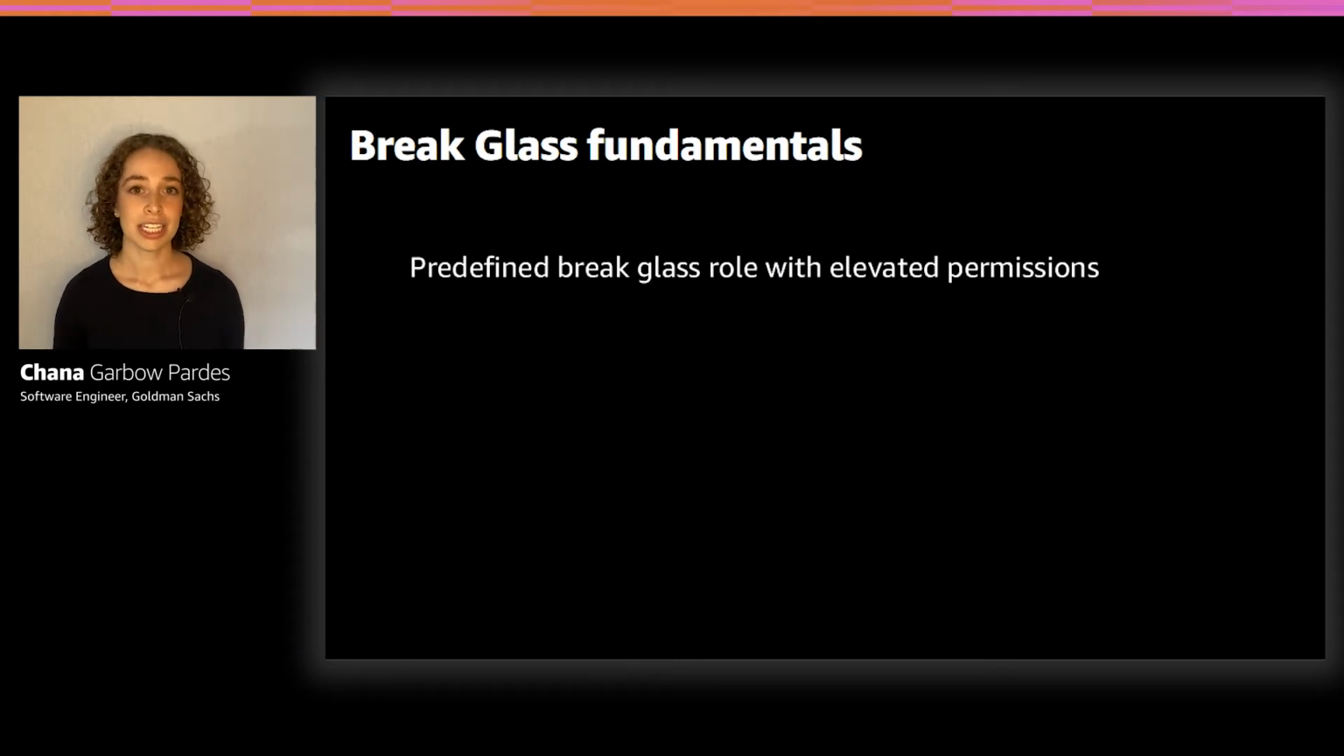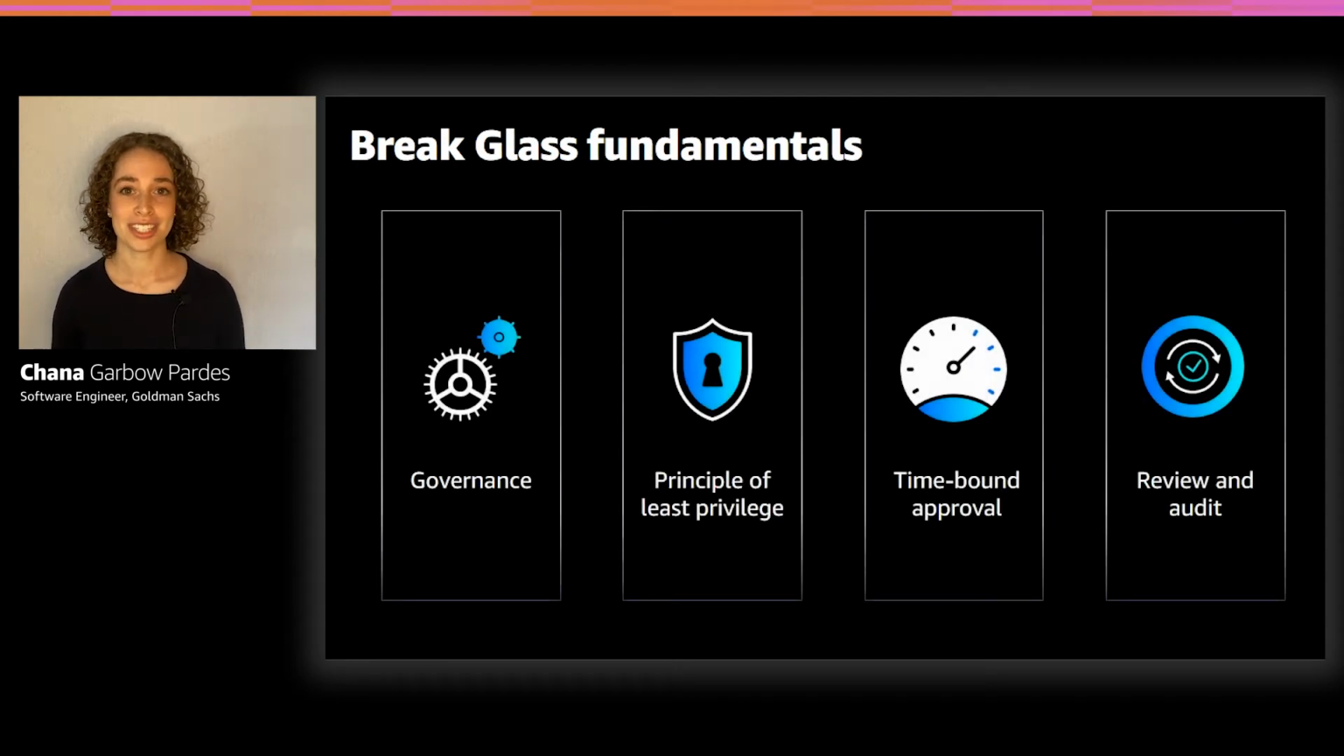So it's times like these where we need to be able to access credentials with elevated permissions. But because these credentials have a lot more permissions than the operator role and definitely the read-only role, we need to critically think about how we're going to broker these credentials. And so there were 4 key fundamentals that guided our solution for how we were going to give out these credentials: governance, the principle of least privilege, time-bound approval, and review and audit. So let's take a look at each of these.